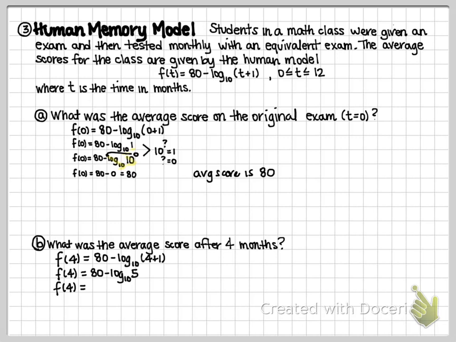Keep in mind that your calculator is programmed with log base 10, so although I wrote the 10 here, it's really not necessary to do that. When I plugged this in, I got 79.30103. So I would say that the average score then was 79.301.